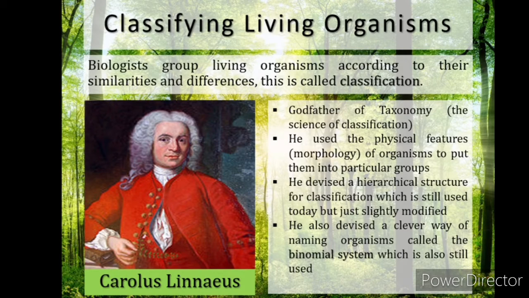Biologists try to classify living organisms in a meaningful way. They also look for patterns that may help them to explain the great diversity of life on Earth and how organisms are related to each other. In 1753, the Swedish naturalist Carolus Linnaeus devised a system of classification which is still used today.